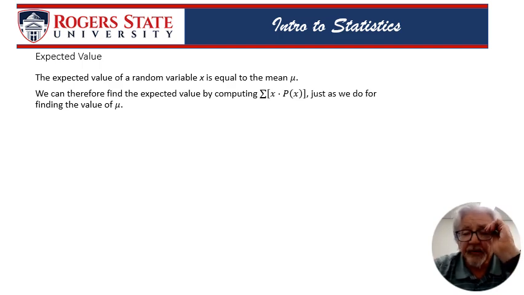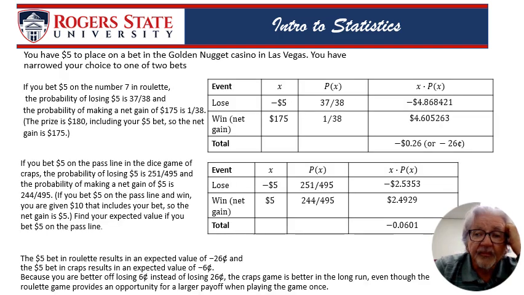The expected value is really pretty simple. All we do is take the probability times the impact of it and use that as a measurement. So for instance, let's say you've got $5 to bet. You're in Las Vegas and there's a casino. You can bet all $5 on the number 7 at roulette. Here's my event: I can lose or I can win. If I lose, I lose $5. If I win, I gain $175.